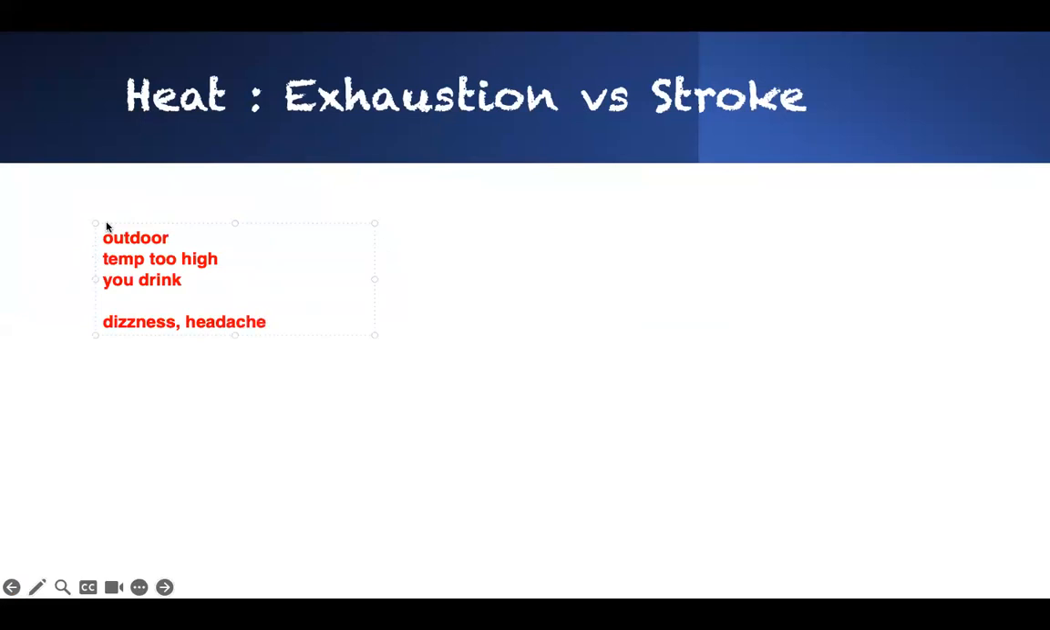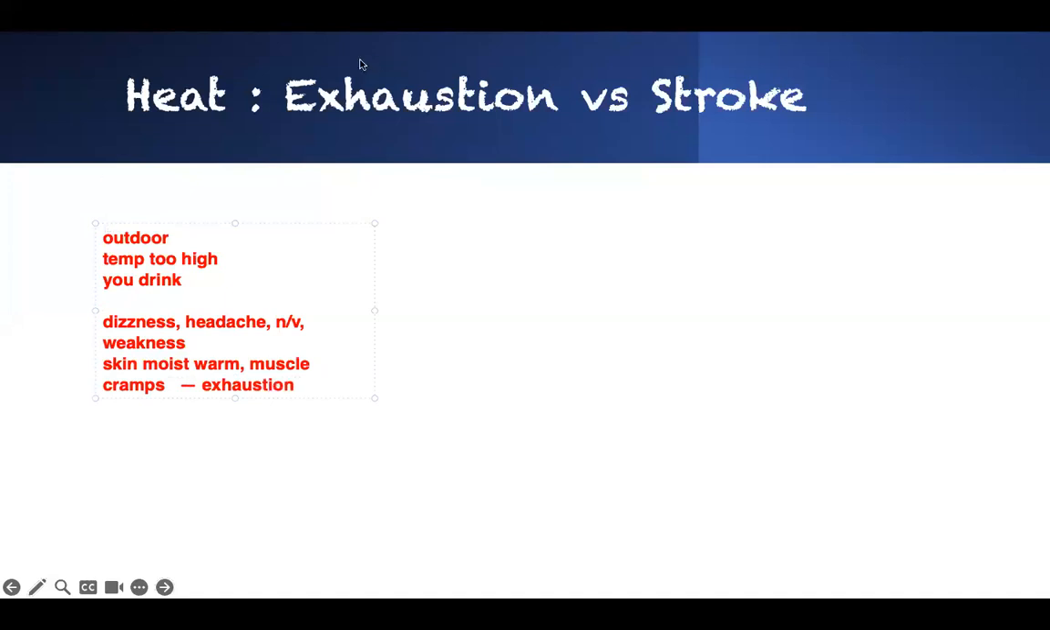Headache, you're having nausea and vomiting, weakness, right? Your skin is going to be moist and warm. That's different. And you get muscle cramps. This is what we call heat exhaustion.